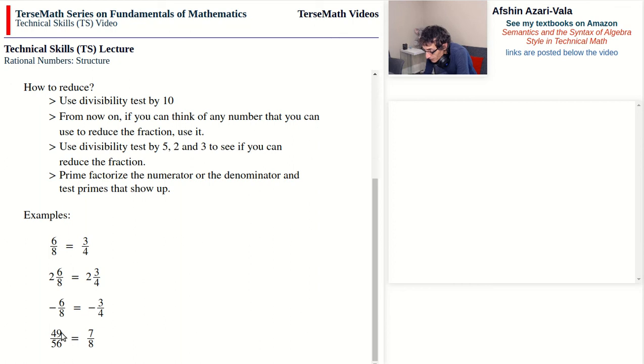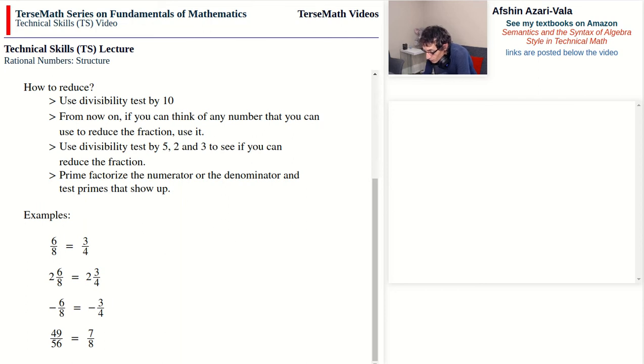Okay, in this case, if I wanted to follow the algorithm, let's say it's a bit tough for me to work it out, and then I try 10, it doesn't work because neither one has a 0 at the end. I cannot think of any number that goes into both. Let's say my times table is not very good. I try 5, doesn't work because neither number ends in 0 or 5. 2 doesn't work, the top is not even. For 3, let's see, 4 plus 9 is 13, and 3 doesn't go into 13 evenly, so 3 doesn't work. And now we are at the step where we have to do prime factorization.